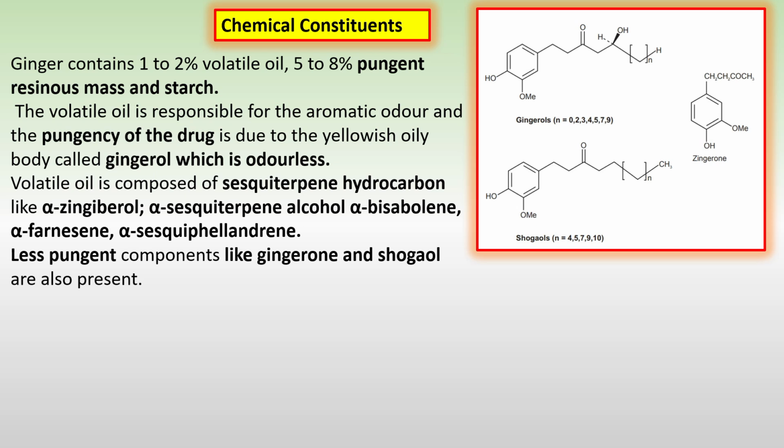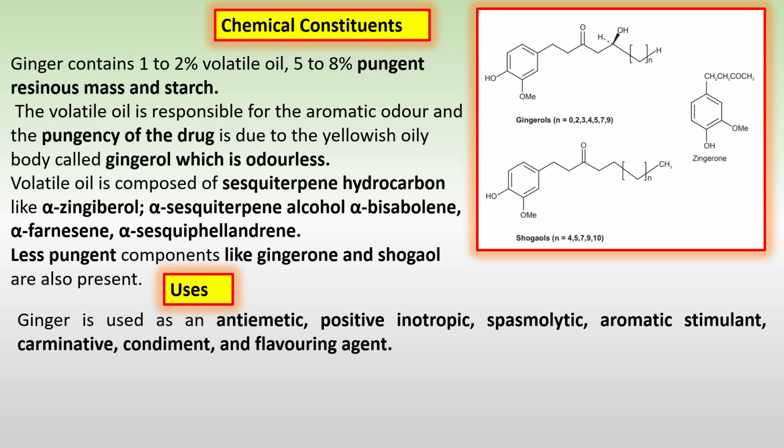You see the structure of gingerol, the main constituent, and gingerone, and the gingerols, you can see 2, 3, 4, 5, 6, 7, 9 up to that. The number n can be increased, the long chain carbon atoms can be increased, with a benzene ring with one OH and a methoxy group. Shogaol is also the same structure, with the number increasing up to 10, which is also present in the ginger.